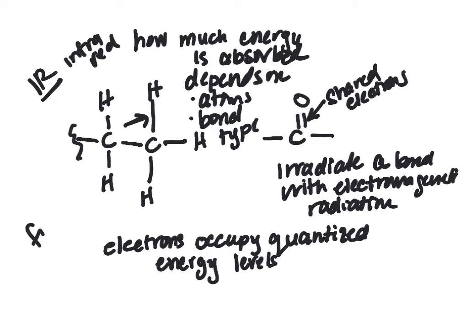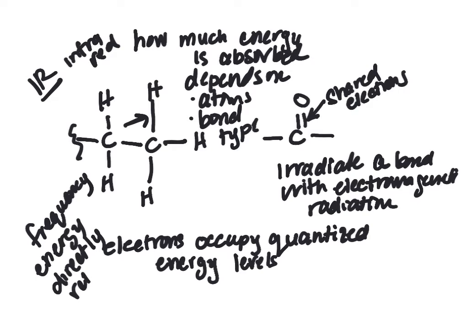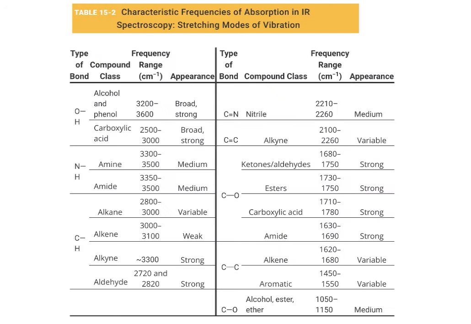So if you remember, frequency and energy are directly related. Okay. So what we're trying to do again is we're trying to see how much energy a particular type of bond can absorb. And then we look to see that absorption in the spectrum. So I've taken this table from your textbook. You don't have to memorize this table, but you're going to use this table to help you interpret IR spectrum.